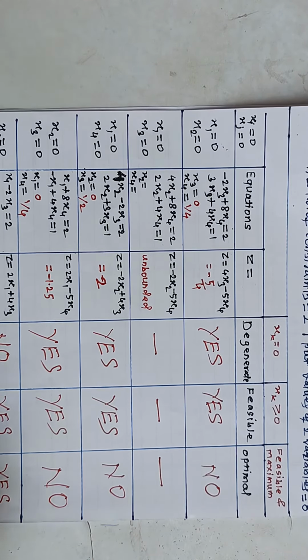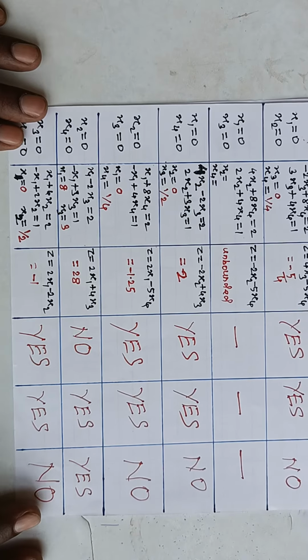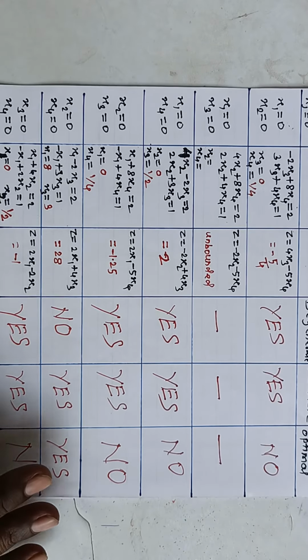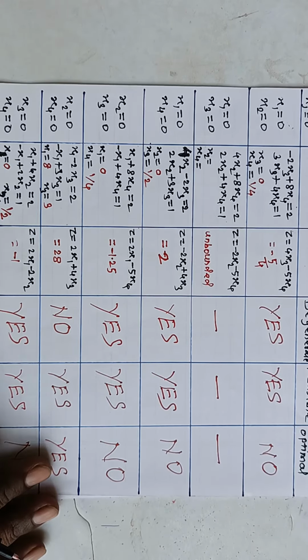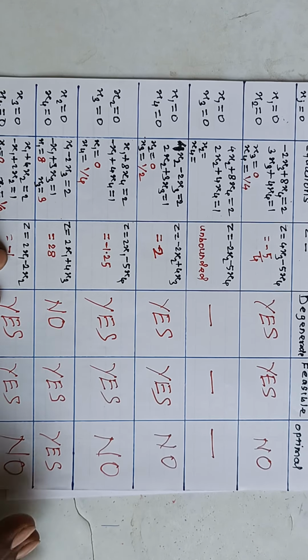In this way you can solve such type of sum for finding basic solutions. So this is regarding basic solutions of linear programming problems. Thank you all.